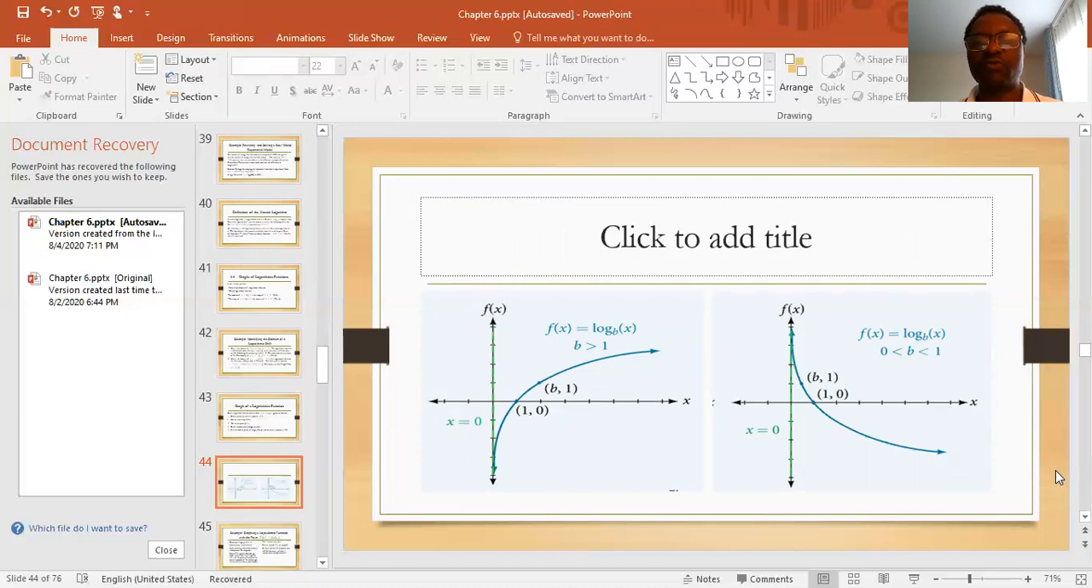So look at the two graphs here. We have the graph in base b. Remember, for the exponential, we divided cases where b is greater than 1 and the case when b is between 0 and 1. So we obtain the graph of a general logarithmic function as an increasing function when b is greater than 1 and a decreasing function when b is between 0 and 1. In both cases, there is an x-intercept, that is the point where y equals 0 and x equals 1.